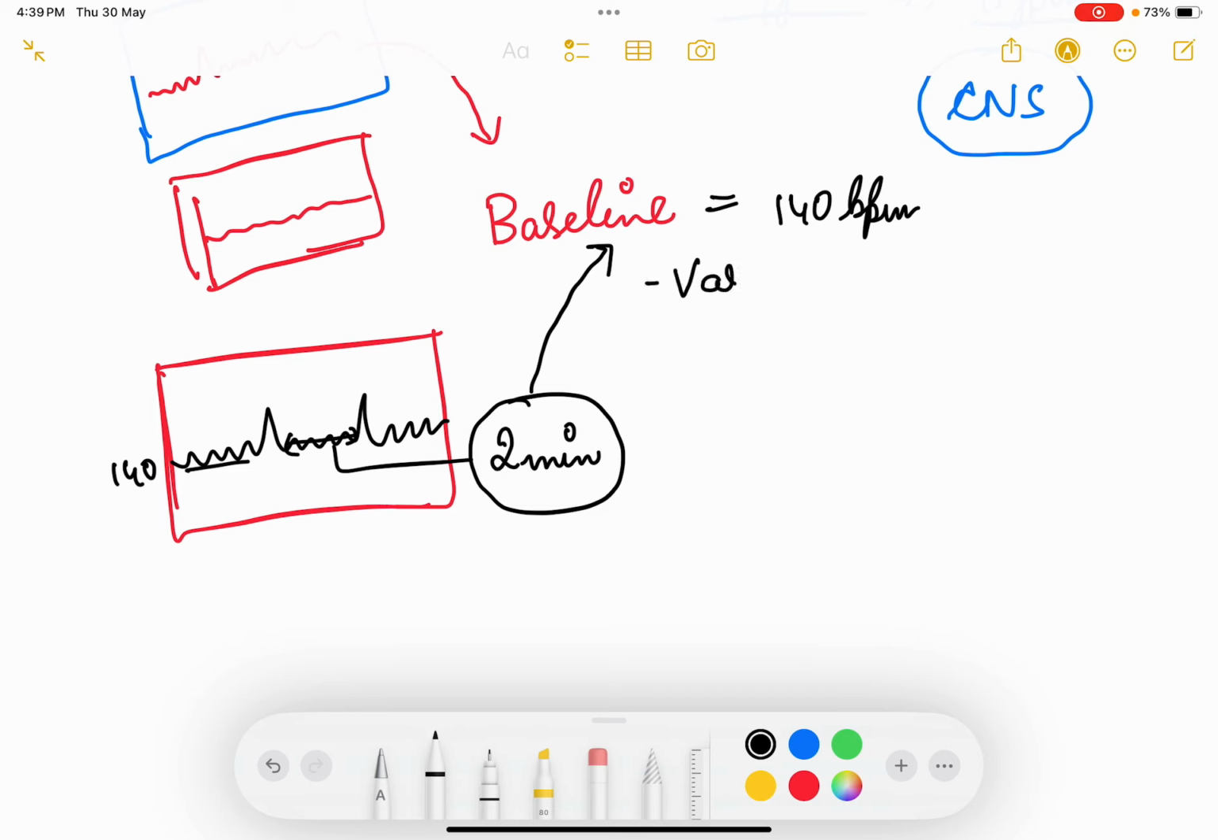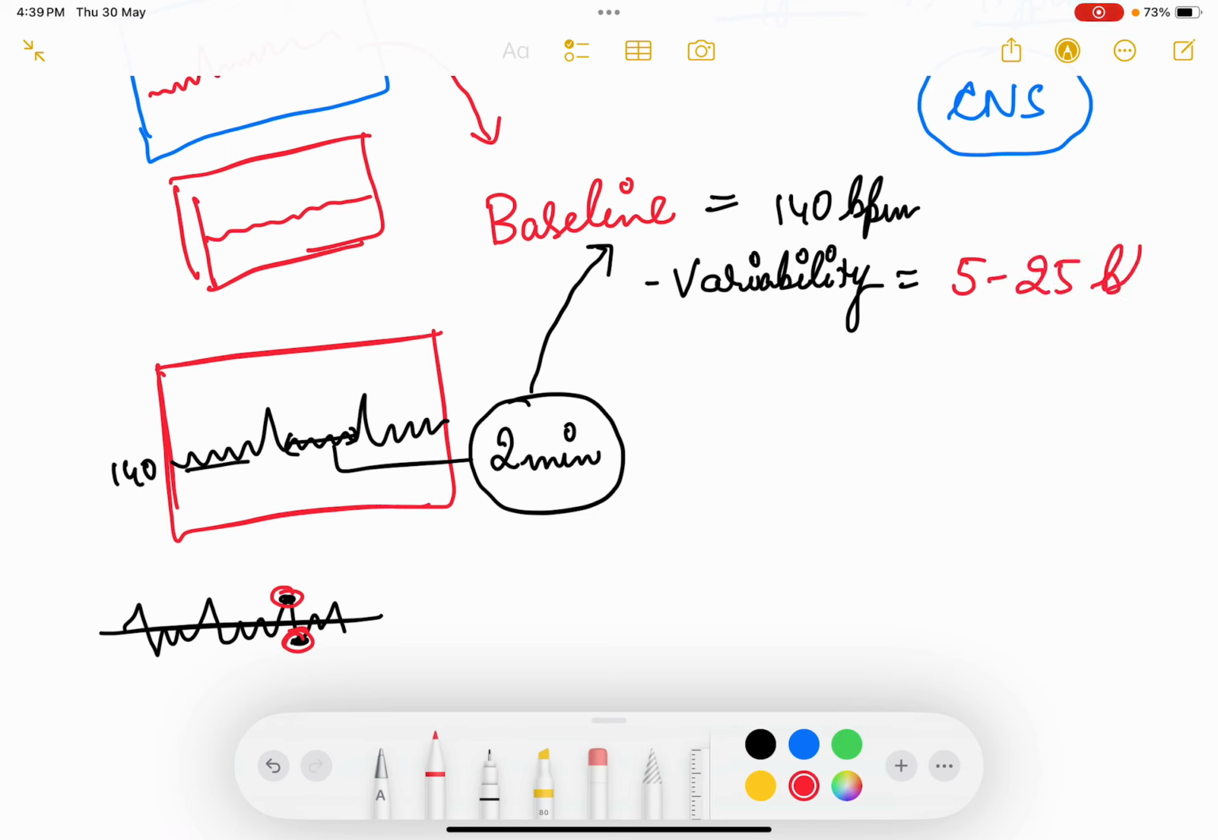Then comes your variability. Variability is how variable the fetal heart rate is against the baseline. If this is the baseline, how much it goes up and down is the variability. Variability is normal between 5 to 25 beats per minute. That is, it should go up and down by at least 5 beats per minute. Each small square in the CTG or NST trace is 5 beats per minute, so it should go up and down at least 1 square during its normal course.